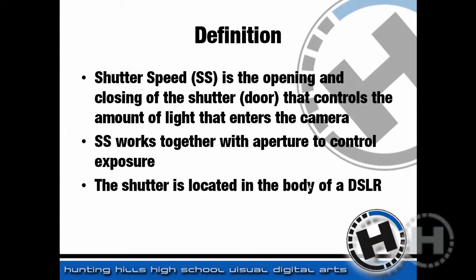The shutter is located in the body of your digital SLR. This is different than aperture. Remember, aperture is determined by the lens. The shutter is located inside of the body of the digital SLR, and the lens has no impact whatsoever on shutter speed, except for very certain situations that we will talk about at a later date. So let's quickly just take a look at the camera and see how the shutter works.